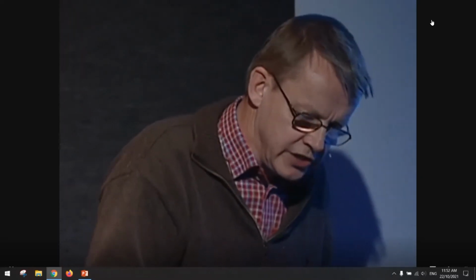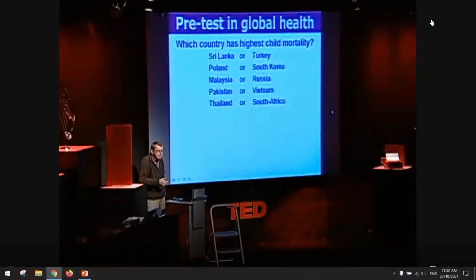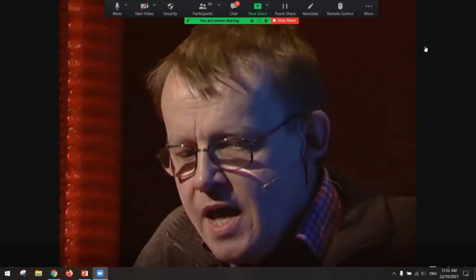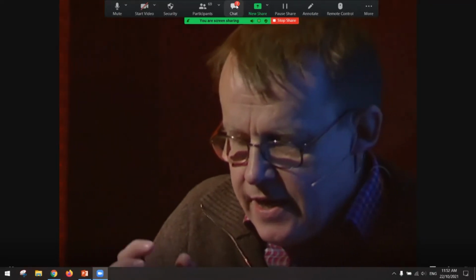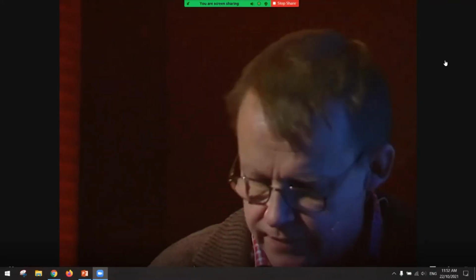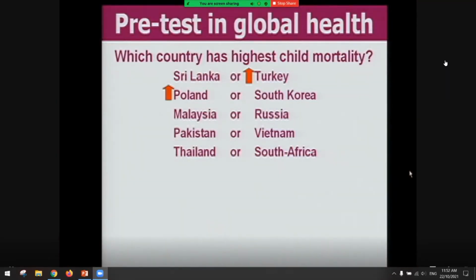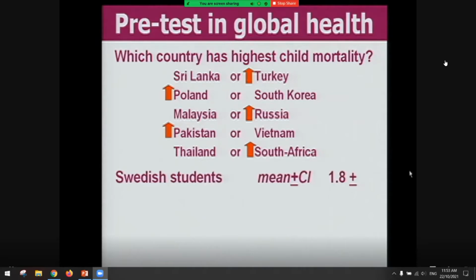And one of the questions from which I learned a lot was this one: which country has the highest child mortality of these 5 pairs? And I put them together so that in each pair of countries, one has twice the child mortality of the other. And this means that the difference is much bigger than the uncertainty of the data. I won't put you to a test here, but it's Turkey, which is highest there, Poland, Russia, Pakistan, and South Africa. And these were the results of the Swedish students.